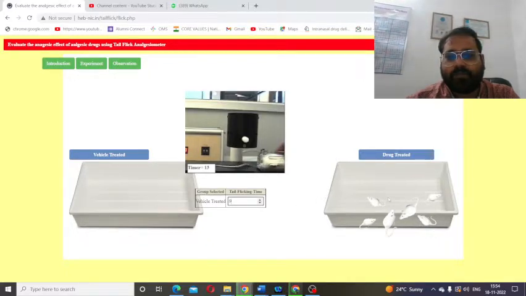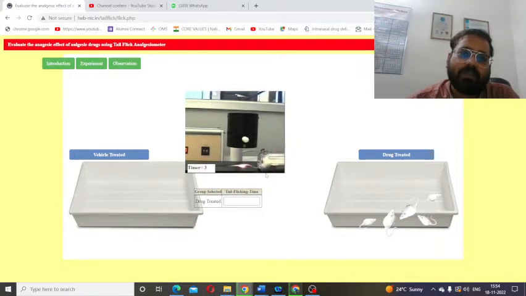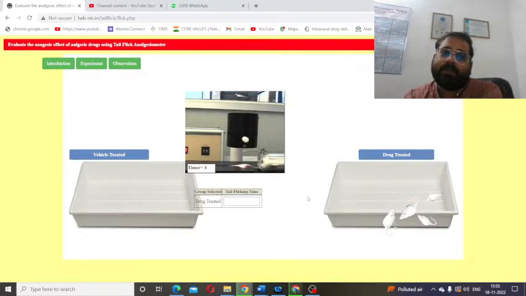Again we will take a drug treated one. After giving the morphine, we have to see whether the time is increasing or not, that is the analgesic nature, whether the pain is relieved or not. So we are waiting. After 12 seconds you can see the time is now 13. Previously it was an average of 8 to 9. Again we are taking a morphine treated mouse. See here the tail flicking time. The timer is at 12, 14, 15. So it is 15 seconds.